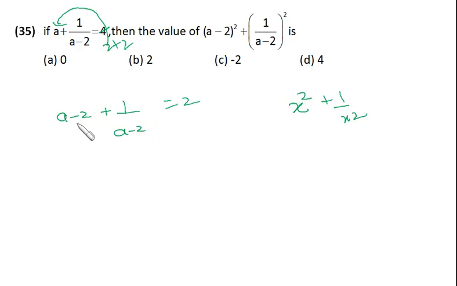So if you square both sides, you'll be getting square of this plus square of this plus 2 is equal to 4. So square of this plus square of this will be equal to 4 minus 2, that is 2. Pretty simple.